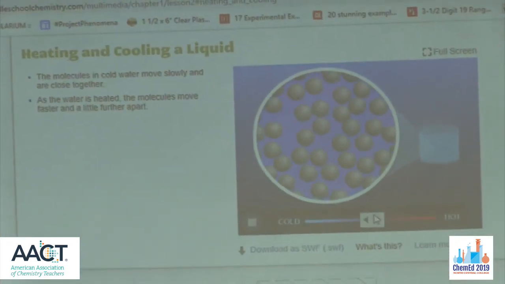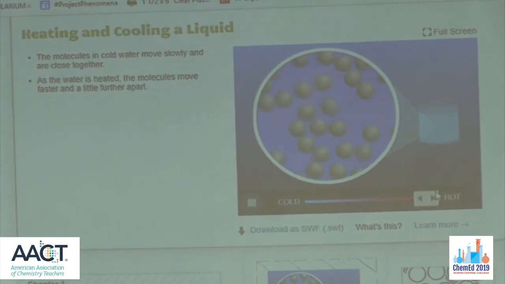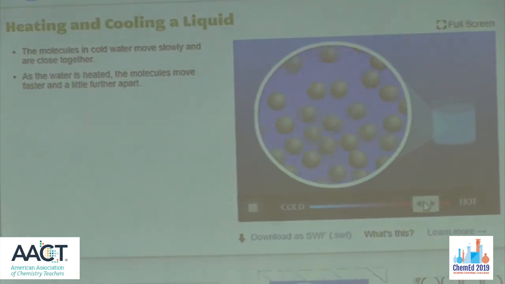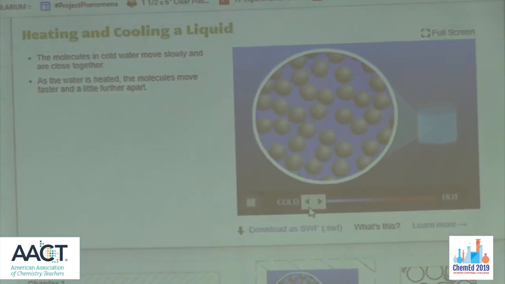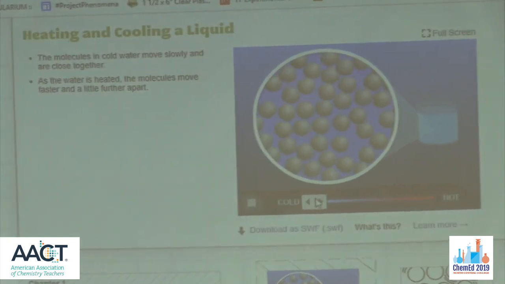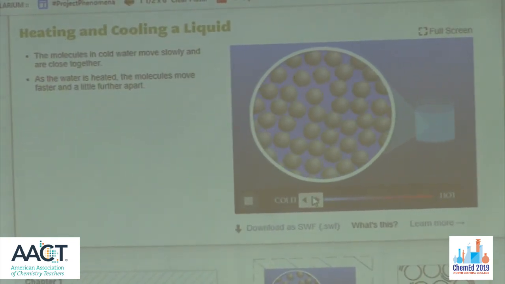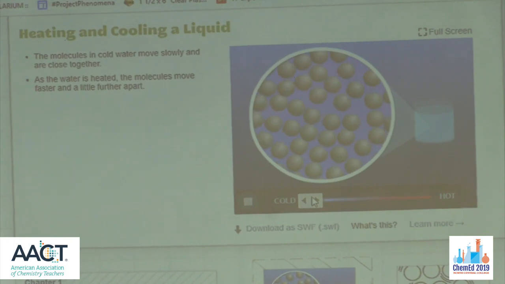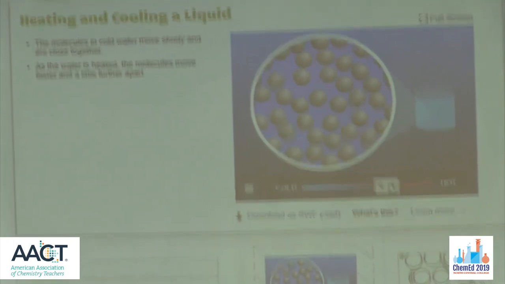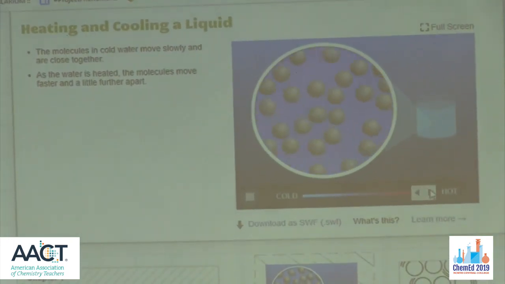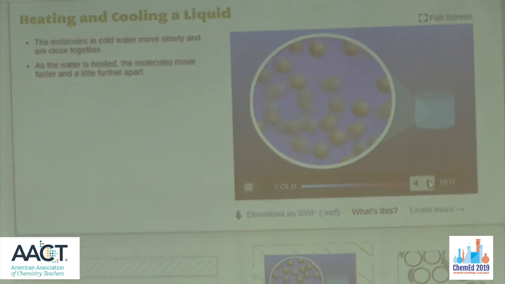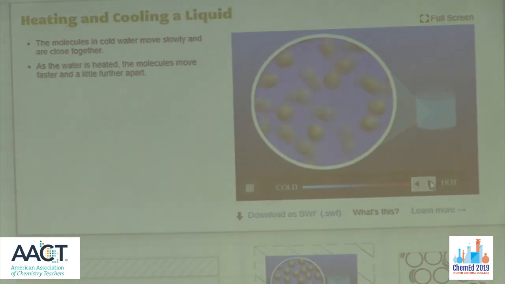This one has a slider. The idea here is to show kids, well, it's obvious what we're trying to show: in cold water, the particles are moving slowly and are pretty close together. And if you heat them up, they move faster. And we tried to show that they get a little further apart. And I think that's pretty clear, right?